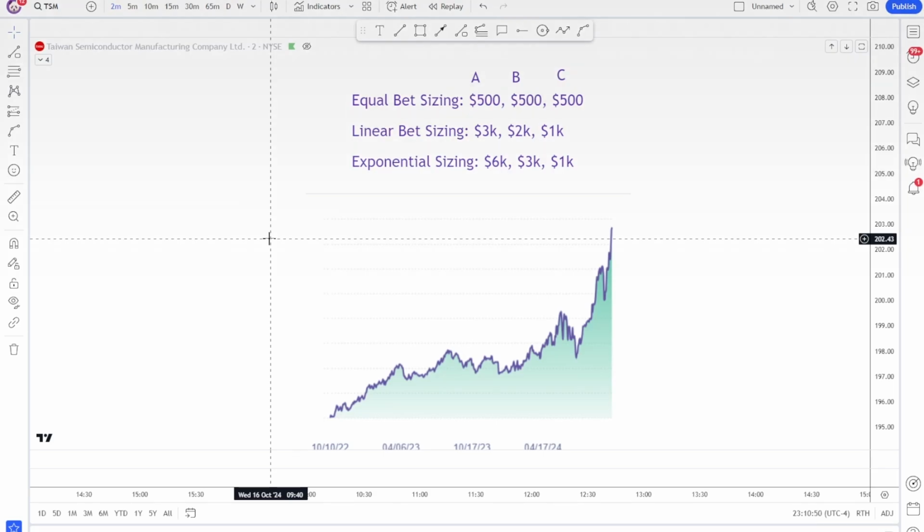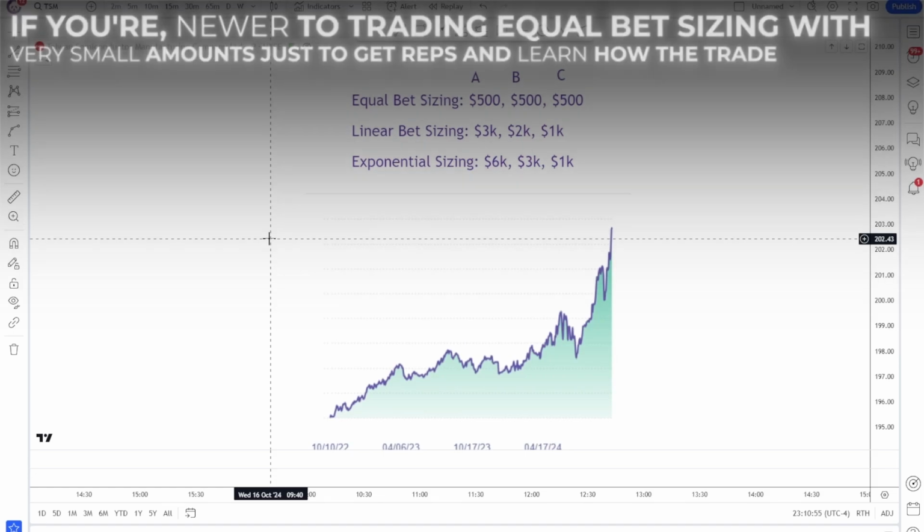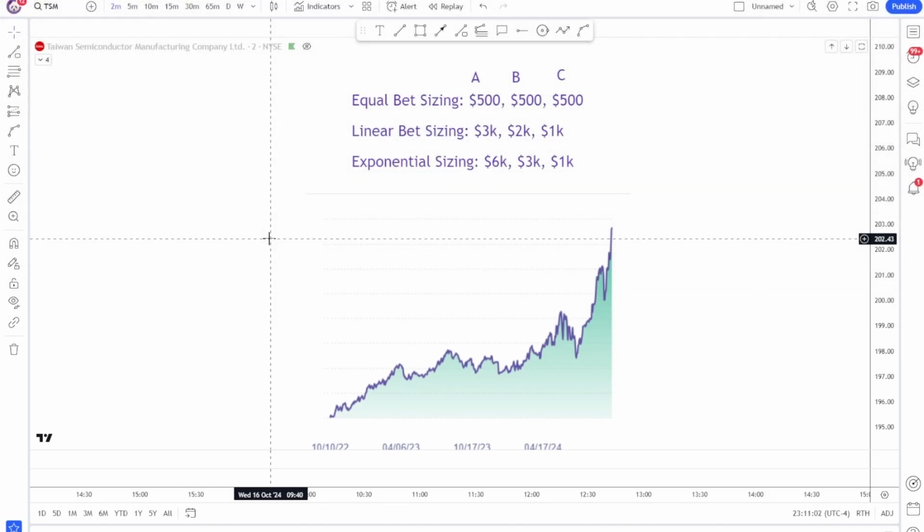So if you're newer to trading, equal bet sizing with very small amounts just to get reps and learn how to trade. There's nothing wrong with that. As you begin to progress your playbook and really gain confidence in the market, begin thinking about introducing bet sizing. Whether you're position sizing or stop sizing, the total risk that you assume in a trade, getting to a linear bet sizing model as you become more confident is great. And then once you begin to gain confidence in your data and have a lot of experience, then you can start to introduce exponential bet sizing and really see a difference in your account growth.